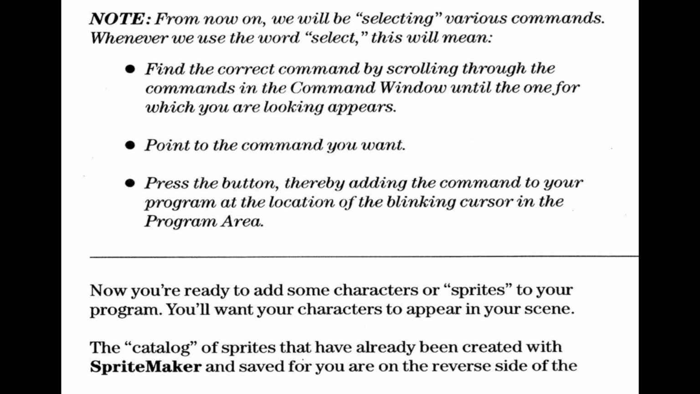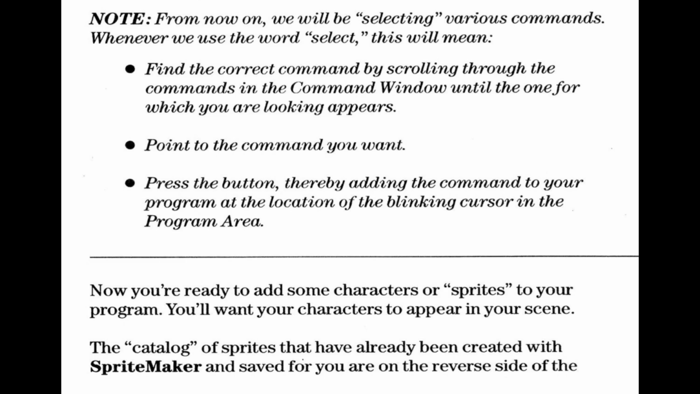Note, from now on, we will be selecting various commands. Whenever we use the word select, this will mean find the correct command by scrolling through the commands in the command window until the one for which you are looking appears. Point to the command you want. Press the button, thereby adding the command to your program at the location of the blinking cursor in the program area. Now you're ready to add some characters or sprites to your program.